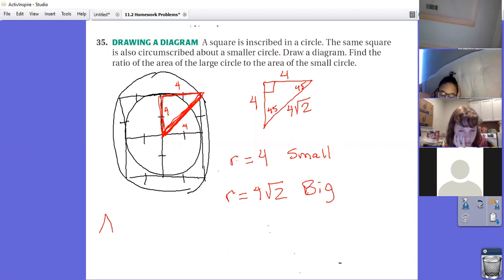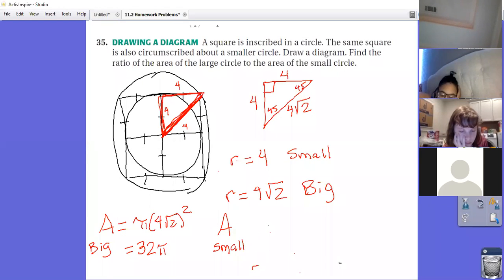So if I find the area of each, here I'm going to find the area of the big: pi times, I'm just going to take 4 square roots of 2 and square it, and I get 32 pi. I'm just going to leave pi in my answer because it's easier. And then the area of the small is pi times 4 squared, which I get 16 pi.